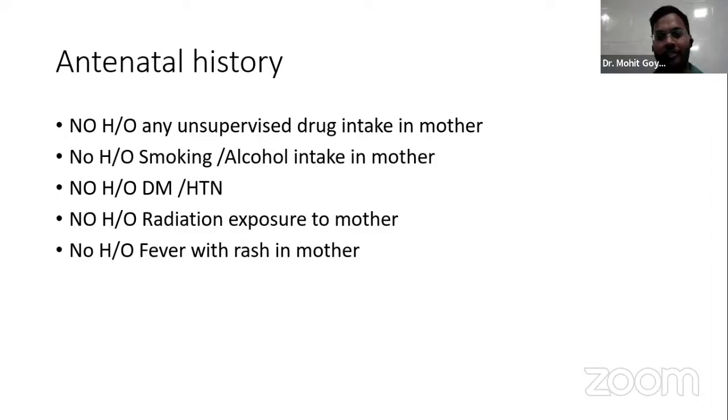And in TORCH infections, VSD, and endocardial cushion defects, right? So now, what are the associations of these in examination of a child who's just born? What is rocker bottom foot? Seen in Edwards syndrome.